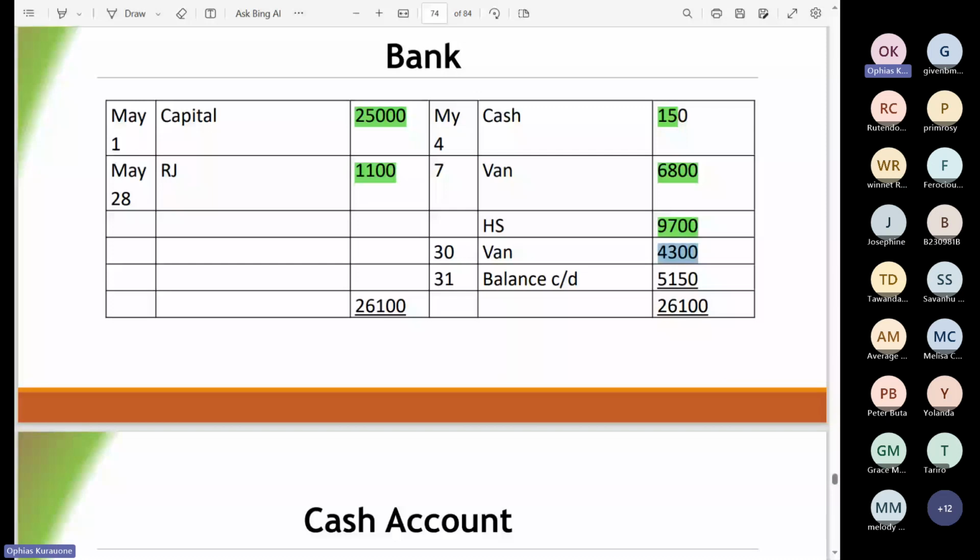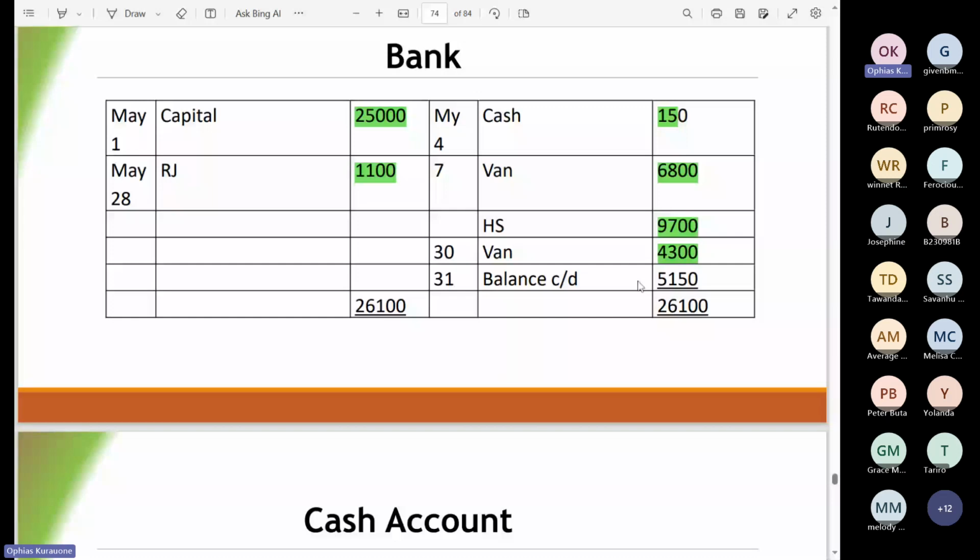Then balance carried down. What we do, we add here plus here, 26,100. Then we add this plus this plus this plus this. Then we subtract from 26,100 so that we get the balance carried down. So it means that is the amount which is there in our account.